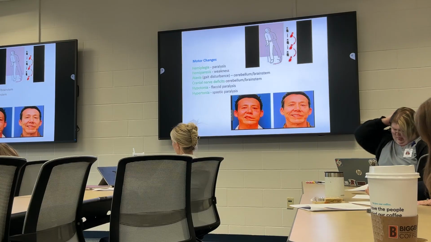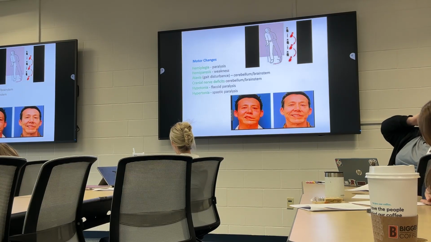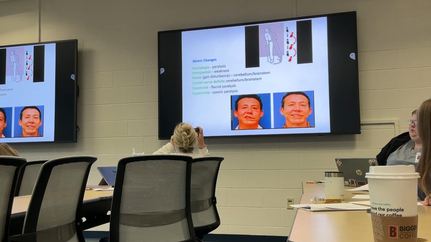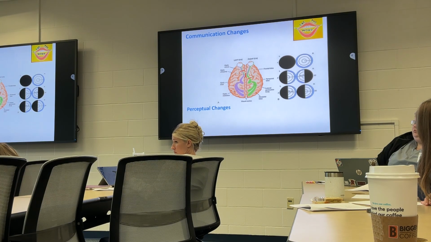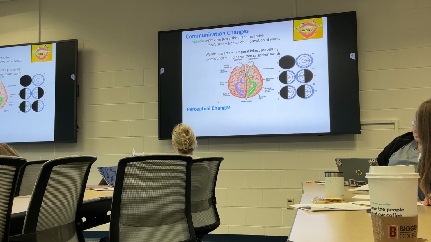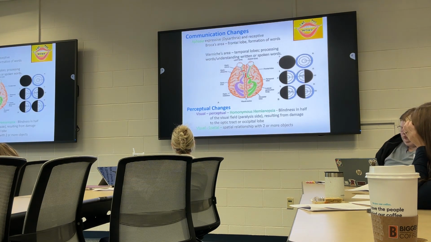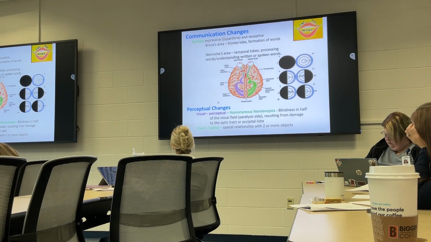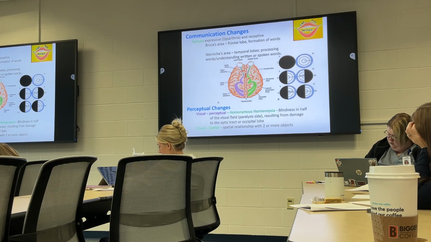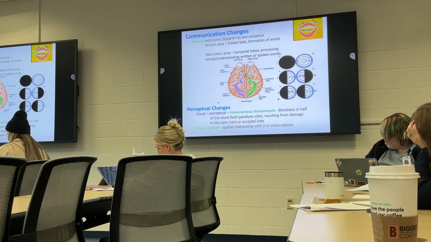Motor changes. So we have weakness and paralysis, gait problems, cranial nerve problems. We've already talked about that. Communication changes. We talked about aphasia, the Broca area and Wernicke area. Then perceptual changes, so homonymous hemianopsia. I have to look at it to pronounce it.